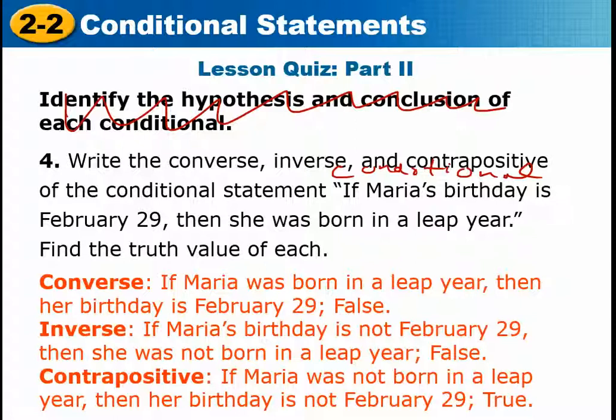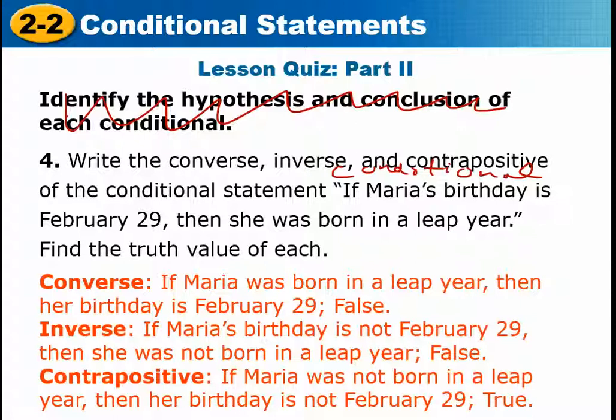Okay, so the converse would be you flip-flop the hypothesis and conclusion. So you'd get if Maria was born in a leap year, then her birthday is February 29th. You can be born any day in a leap year, not just on February 29th. You could be born in March or June or July or anything. So that is false. The inverse, if Maria's birthday is not February 29th, then she was not born in a leap year. That is also false because, again, you can be born any day in a leap year and still be born in a leap year.